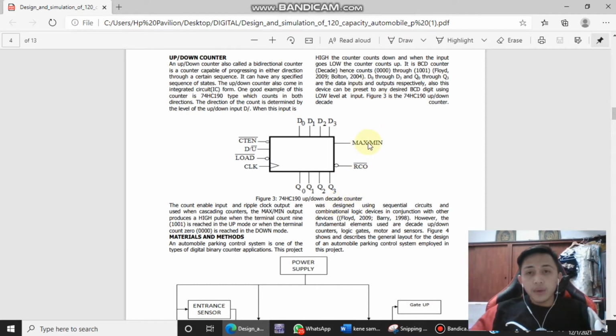So this is figure 3 for the 74HC190 up or down decade counter. The count enable input and ripple clock output are used when cascading counters. It means the maximum or minimum output produces a high pulse when the terminal count 9, 1, 0, 0, 1 is reached in the up mode, or when the terminal count 0, 0, 0, 0 is reached in the down mode. This is the decade counter we use here.